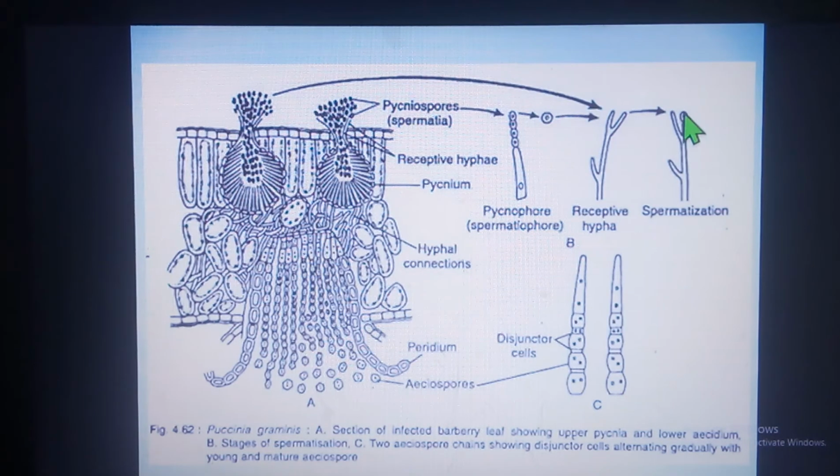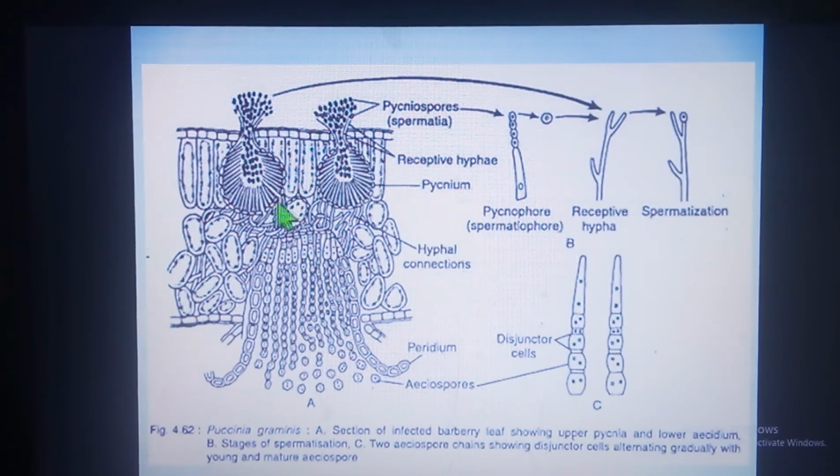Now what happened during that time? A dikaryotic condition is established. When a negative and a positive nucleus fuse together, here we have a dikaryotic condition. So a dikaryotic condition is established, and this process is known as spermatization.